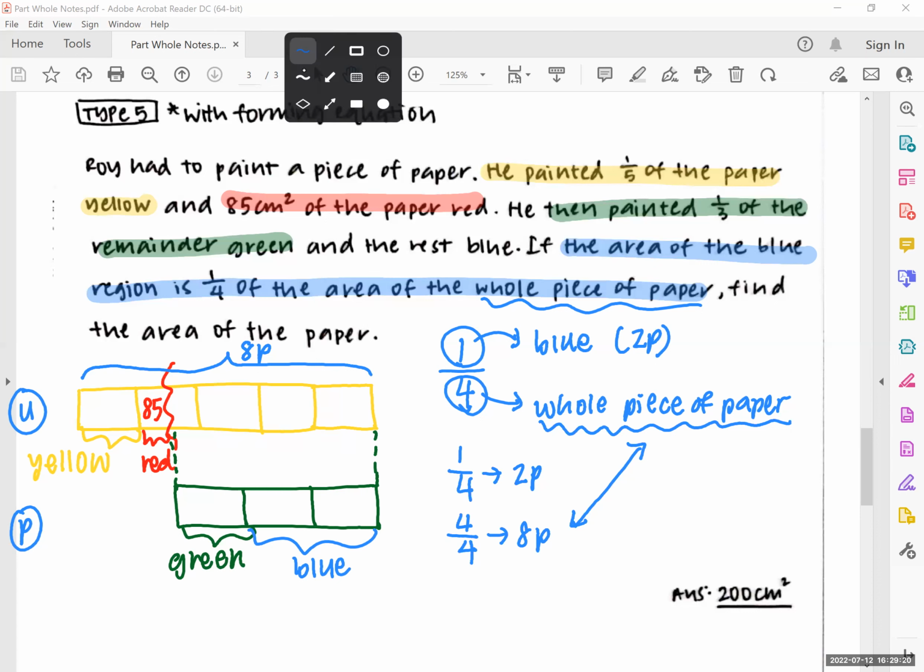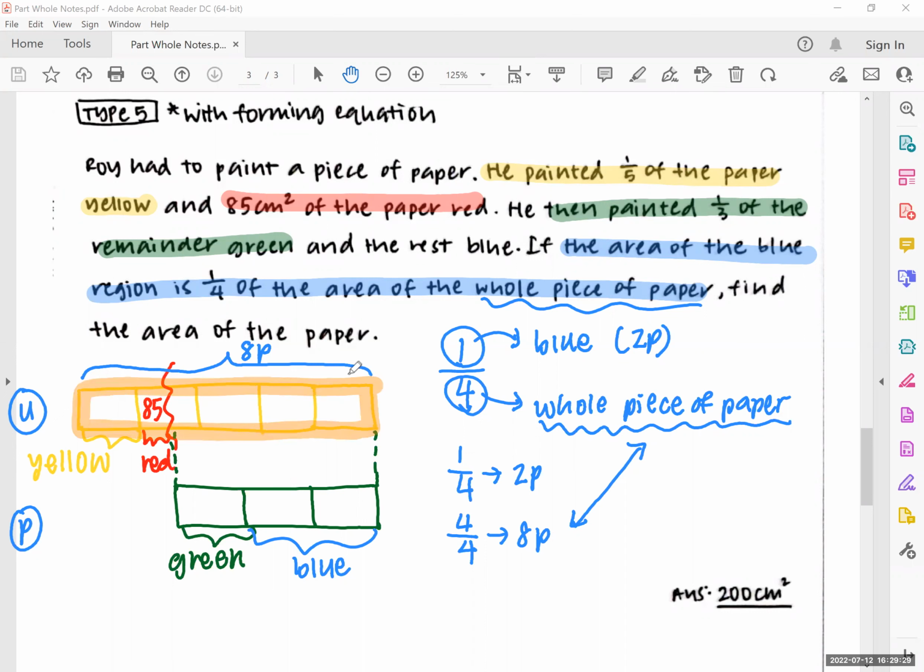5. So let's look at this part here. Over here, right? We have 5 units. So I know that 5 units is equal to 8 parts. But yet I still cannot solve because I need to look at another zone here. Okay, because I use orange, let's look at this pink zone here. Correct?